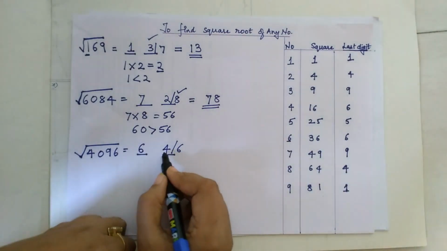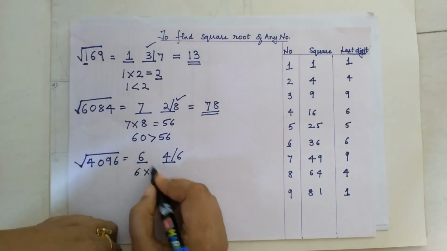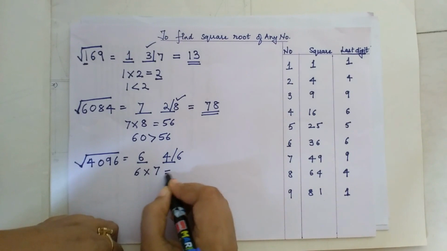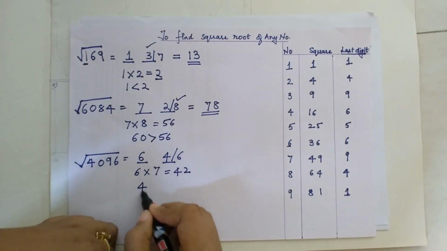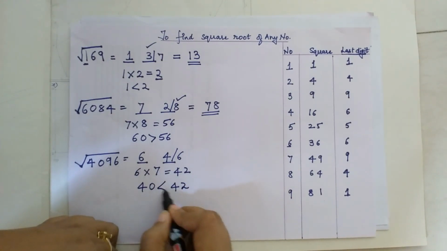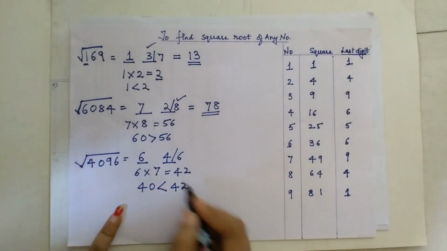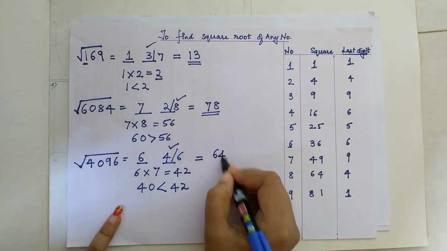Now to decide whether the last digit is 4 or 6, we multiply 6 with the next consecutive number, that is 7, which gets us 42. And this 40 is then compared with 42. We know that it is lesser than 42. So we will take the lesser number. So my final answer is 64.